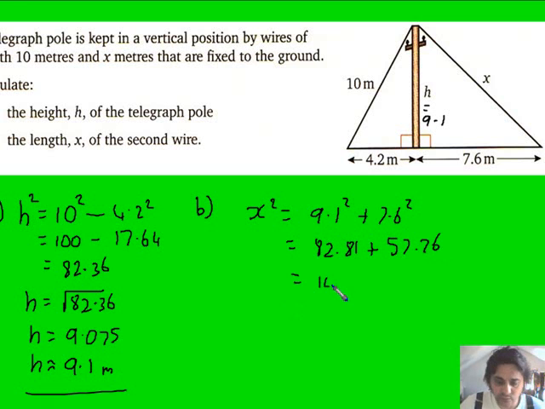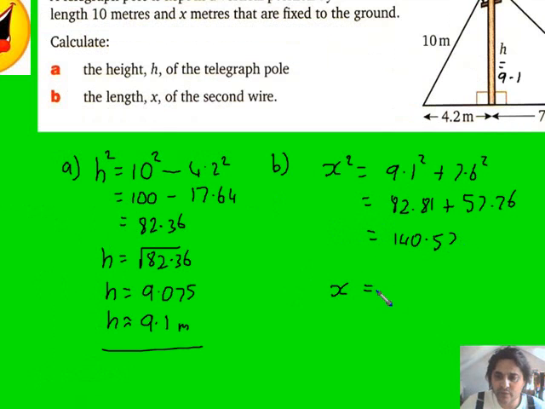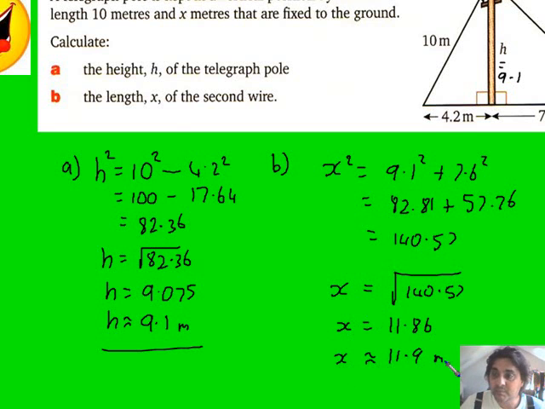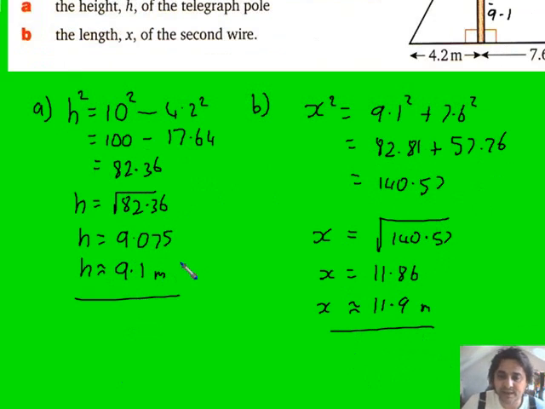That gives us 140.57. Now we need to square root that to get the length of the wire X. Alright, so hit the square root button and equals, yep, 11.856, so 86. So I'm going to call that approximately 11.9 meters to 1 decimal place. So if I put here 1 dp, at least I'm justifying what I've done, and that's fine.